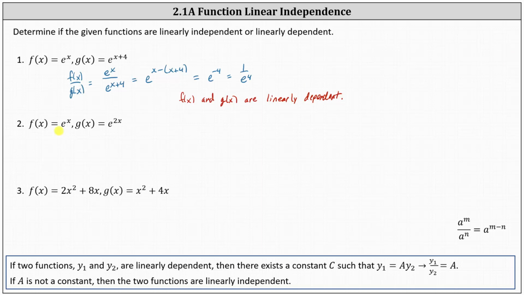Number 2, we have f of x equals e to the x and g of x equals e to the power of 2x. Again, let's divide f of x by g of x and see if we get a constant. This gives us e to the x divided by e to the power of 2x. Simplifying, we have e to the power of x minus 2x, giving us e to the power of negative x, or 1 over e to the x. And 1 divided by e to the x, or e to the power of negative x, is not a constant, and therefore f of x and g of x are linearly independent.